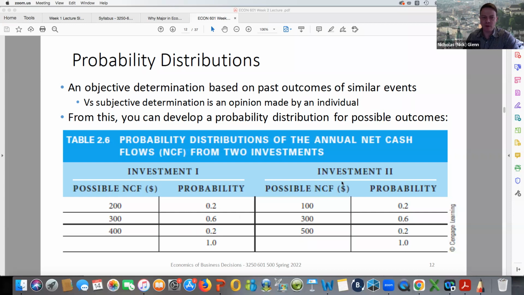Now it's investment 2. It's only going to get $100 with a 20% probability, but $300, the same as the other one, with a 60% probability, and $500, a little bit more, with a 20% probability. Okay. Now let's determine the expected value for both of these.